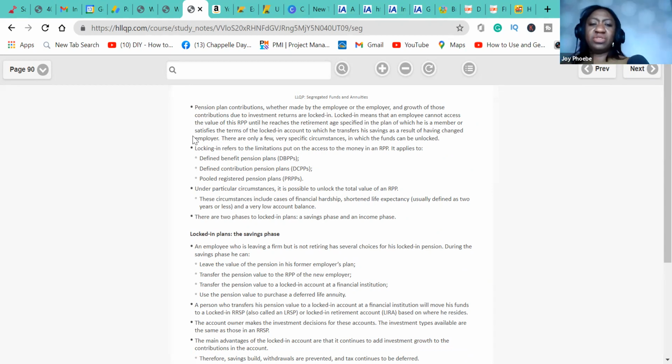For pension plan contributions, whether made by the employee or by the employer, and growth of those contributions due to investment returns are locked in. Locked in means that an employee cannot access the value of this RPP until it reaches the retirement age. That's the thing with a registered plan. Those contributions into retirement, they are locked in.